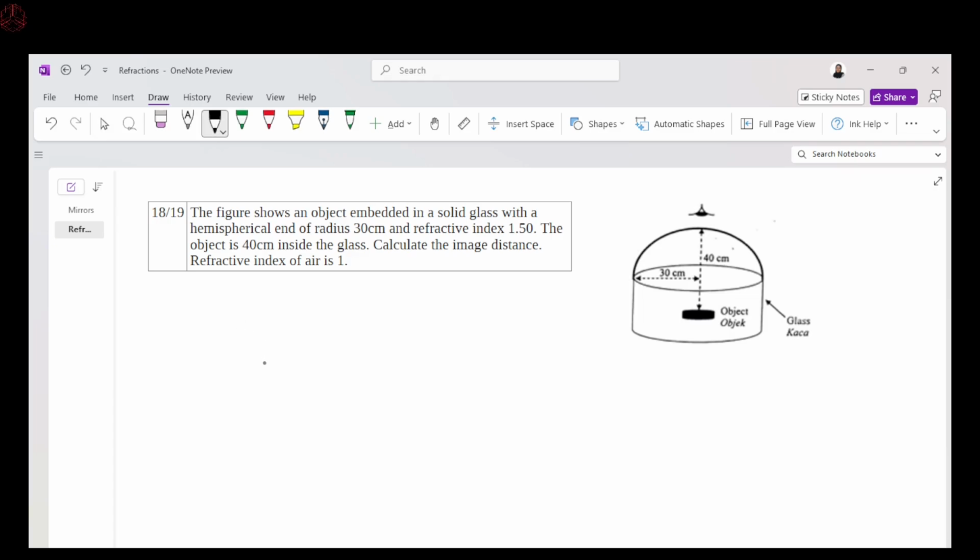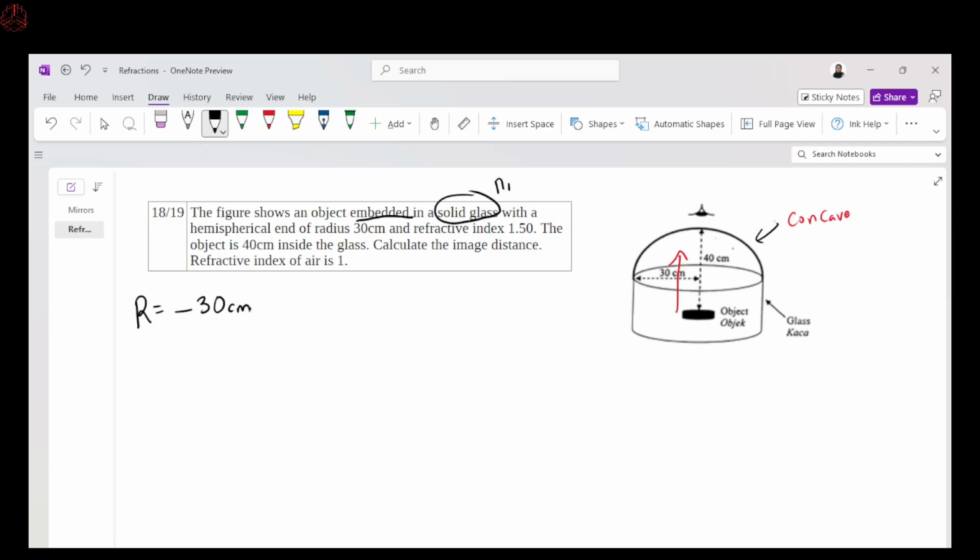The figure shows an object embedded in a solid glass. That means the refractive index of this solid glass is going to be n1, with a hemispherical end of radius 30 centimeters. We look at the diagram and we determine that it is concave. How do I know it's concave? Because we have to take a look at it from the object. So that means my r, if it's concave, is going to be negative 30.